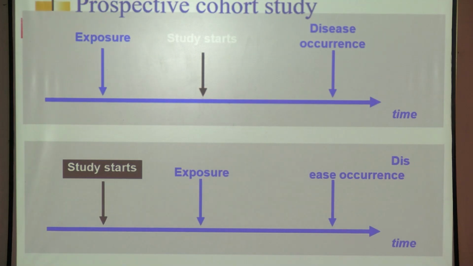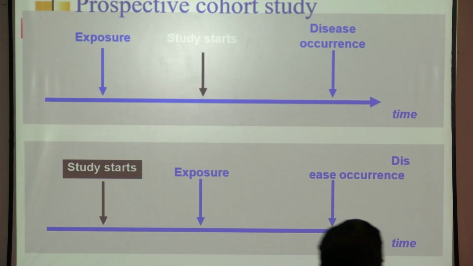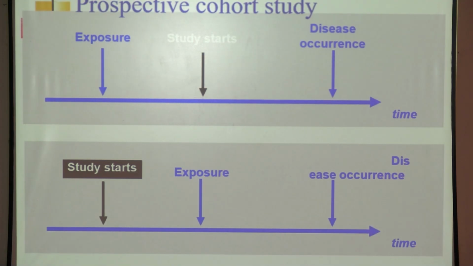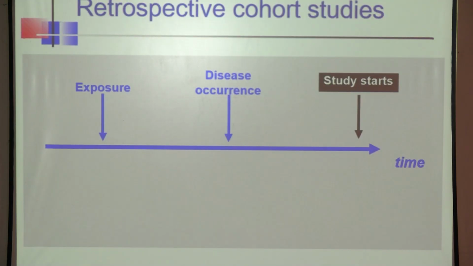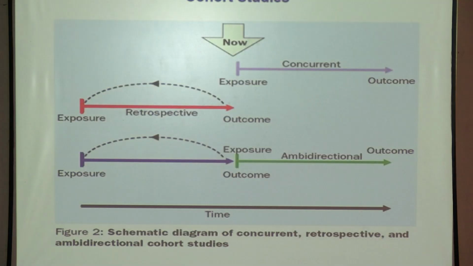A prospective cohort study is where exposure is there, disease occurs over time, and the study starts. Retrospective is where the thing has already occurred. In the example I gave you, the mother had COVID, the child is born. What is the status now? Or the person had COVID, he is suffering from chest disease now. That is the retrospective cohort study. So cohort studies can also be in both directions, ambidirectional. Exposure is still going on and can go both ways.